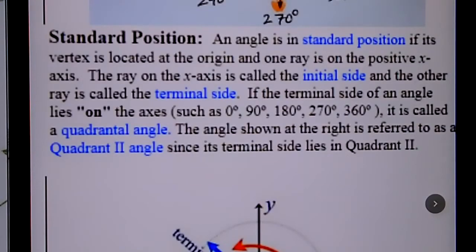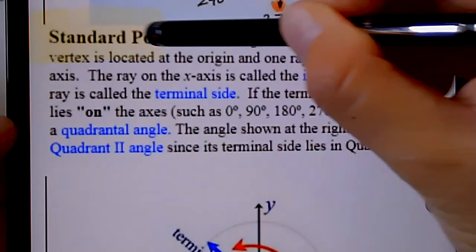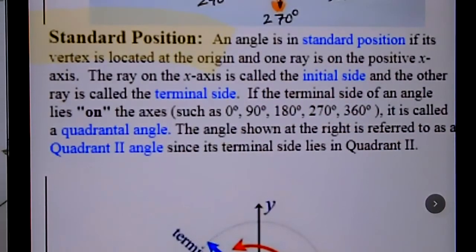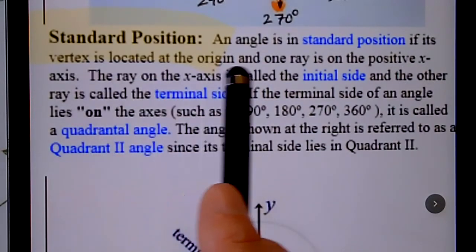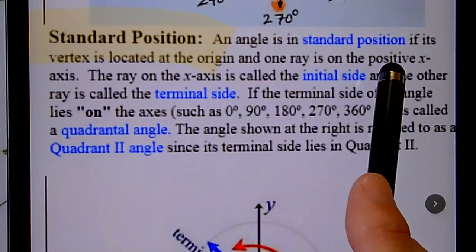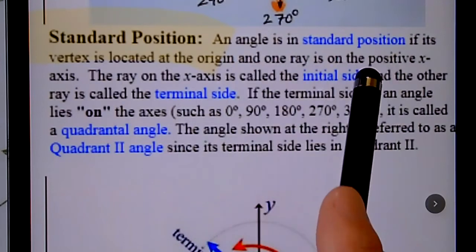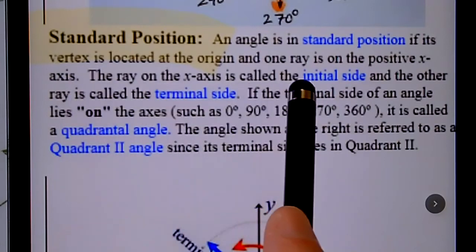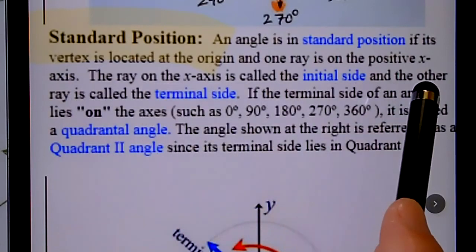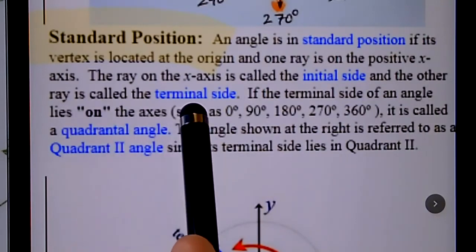Now, the next idea we're going to be talking about here is dealing with standard position. Okay, standard position of an angle. An angle is in standard position if its vertex is located at the origin and one ray is on the positive x-axis. That's always where the starting of it is. The ray on the x-axis is called the initial side, and the other ray is called the terminal side.